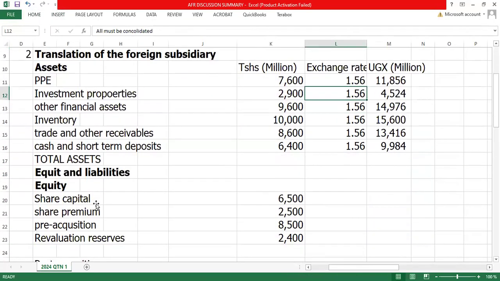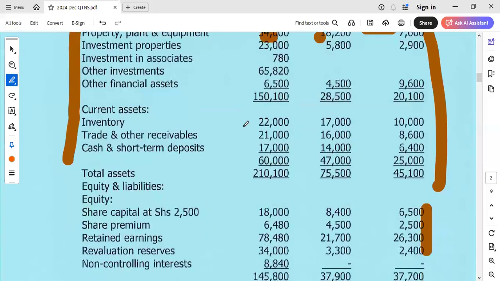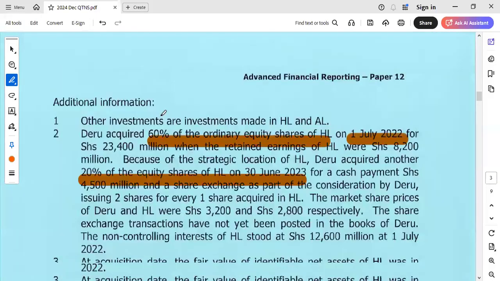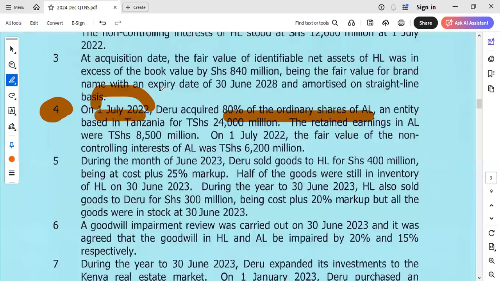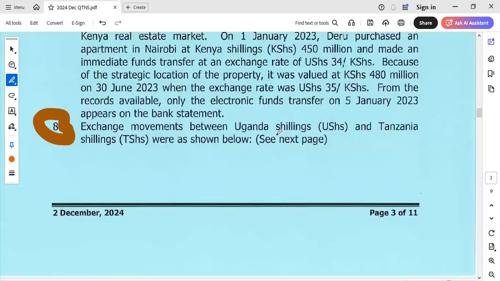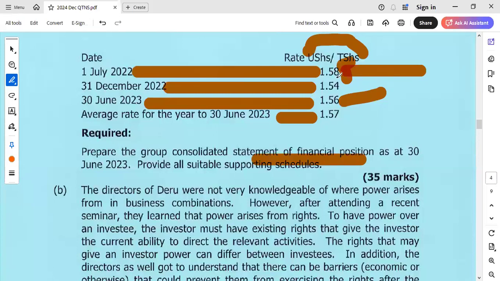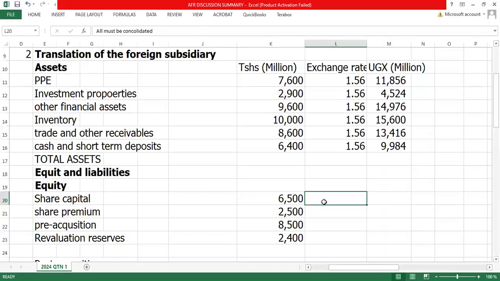Now, items of equity, translate them using which exchange rate? Translate them using the exchange rate at acquisition date. When did you acquire AL? You acquired shares in AL on 1st July 2022. And what was the exchange rate? 1.558.